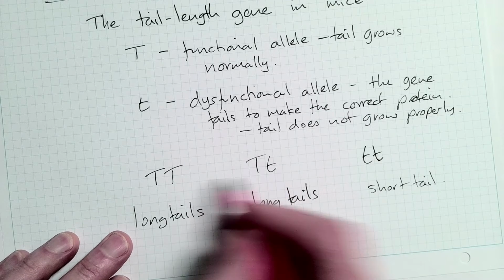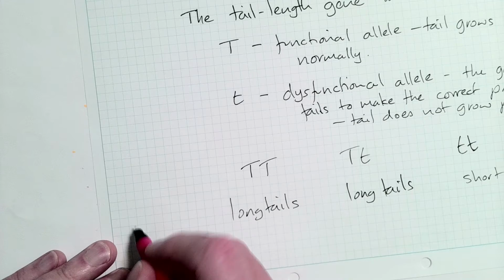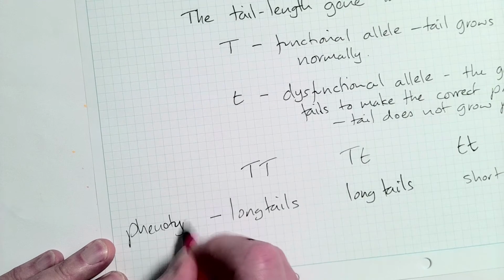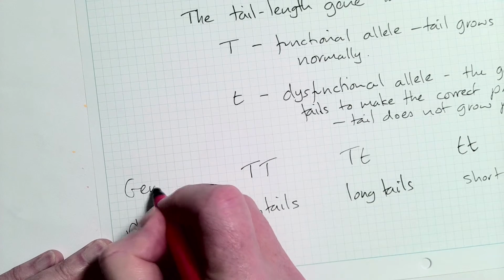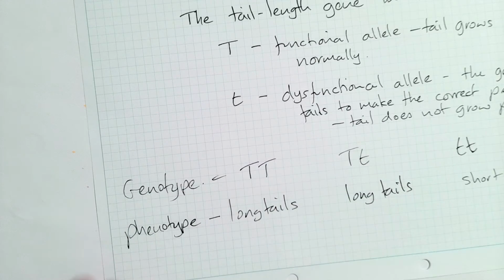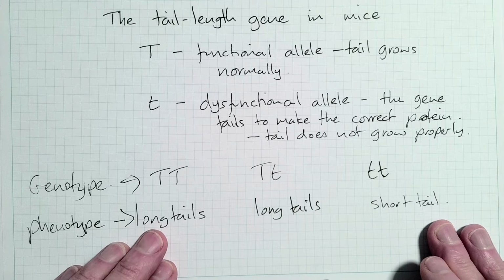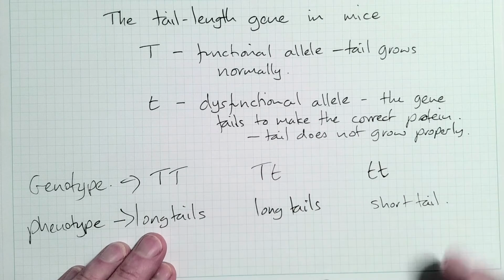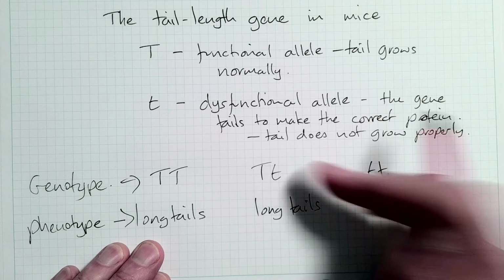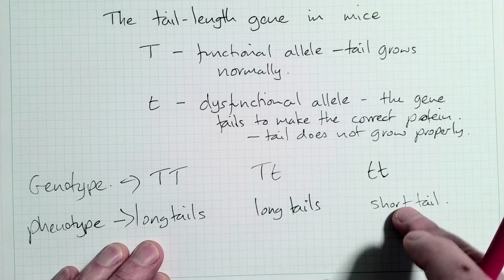So our big T is dominant, and this is what we call our phenotype. And this is what we call our genotype. We've talked about genotype before, but phenotype is what the organism actually looks like after the cross has been done. The effect of the genotype. So the effect of a big T is long tails. The effect of little t is a short tail.